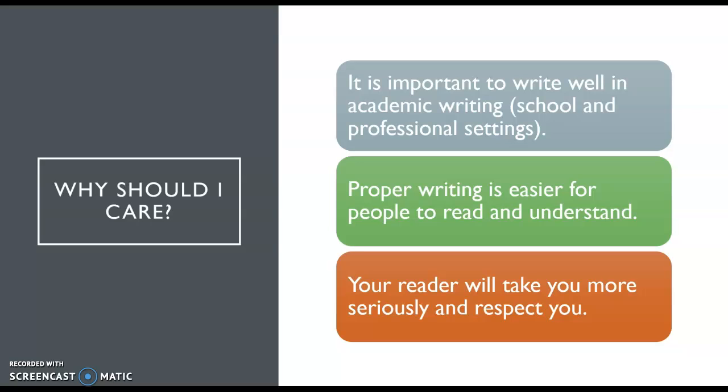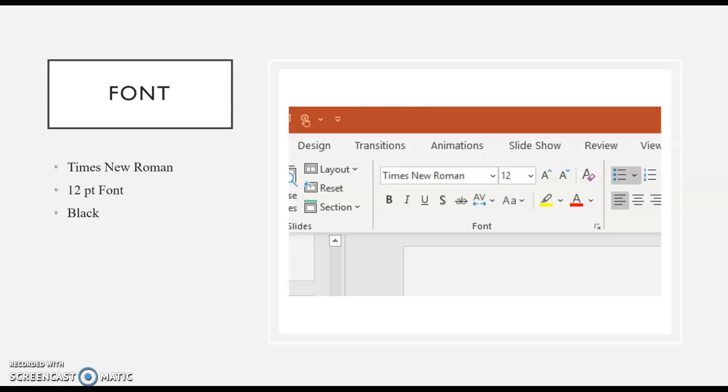If your work is full of mistakes and written very casually in the manner that you normally would for texting or social media, it's harder for people to take your opinion seriously. So if you are writing properly and putting your best foot forward, not only is your information easier to understand, but your reader will take you more seriously and respect your point of view.